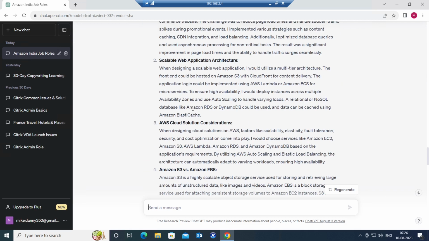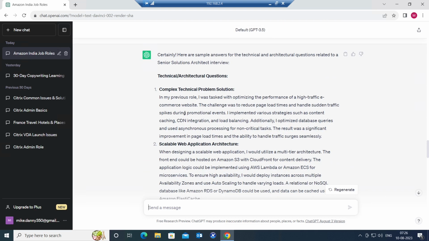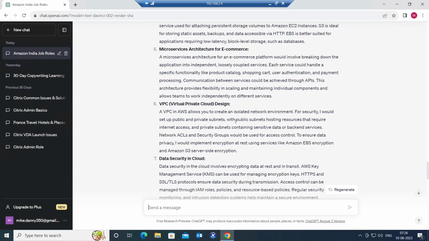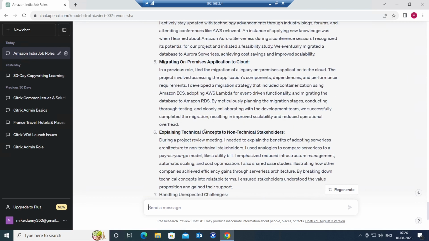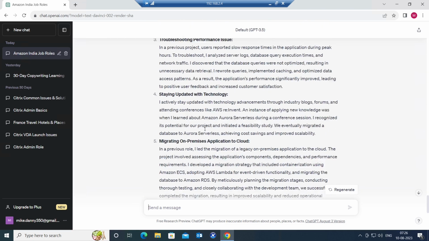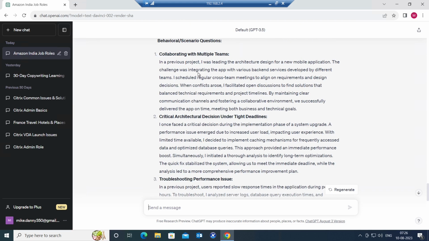So you have the answers now. It says, in my previous role, I was tasked with optimizing the performance of a high traffic... Let me go down. Yeah, this is the behavioral question. In a previous project, I was leading the architecture design for a new mobile application. The challenge was integrating the app with various backend services developed by different teams. I scheduled regular cross-team meetings to align on requirements and design decisions.